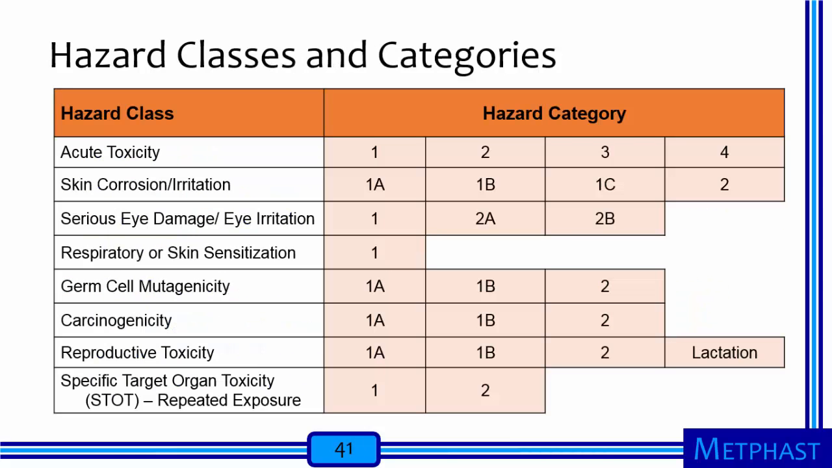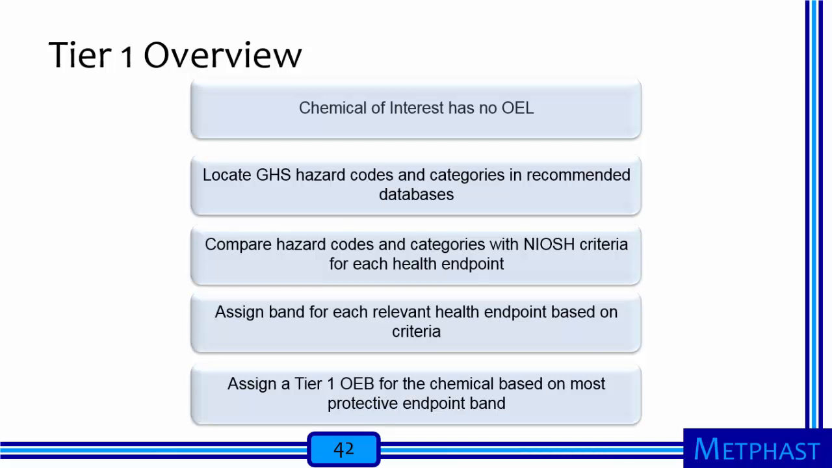This slide shows the proposed NIOSH hazard classes and categories, and for each hazard class, there are several hazard categories. With this scheme in mind, the Tier 1 classification proceeds as follows.